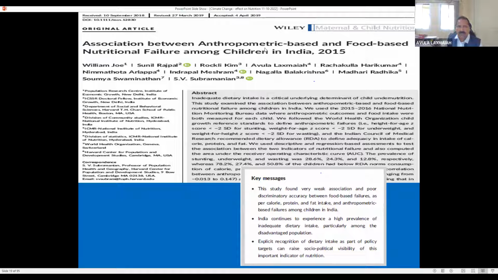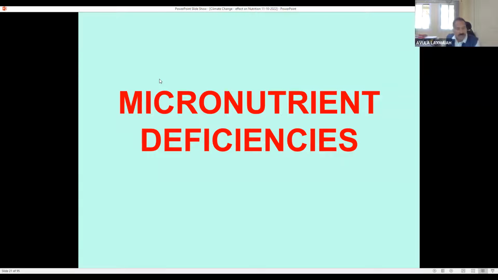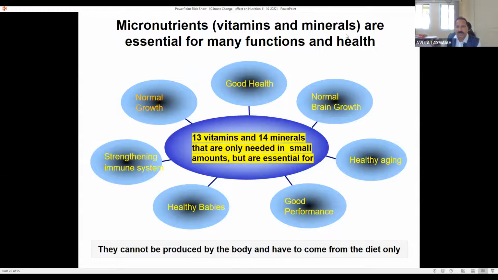This paper was also recently published on how food intake affects undernutrition failure: association between anthropometric-based and food-based nutrition failure among children in India. This clearly shows that we compared below-RDA and above-RDA intake, correlated with stunting and wasting. Wherever the food intake is less, or cereal or millet intake is less and energy intake is less, undernutrition failure was noticed.